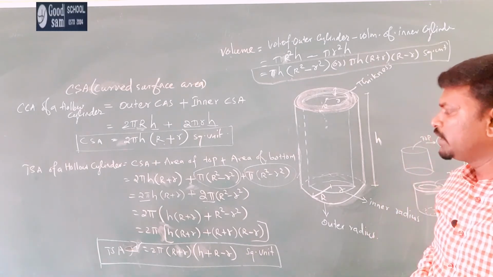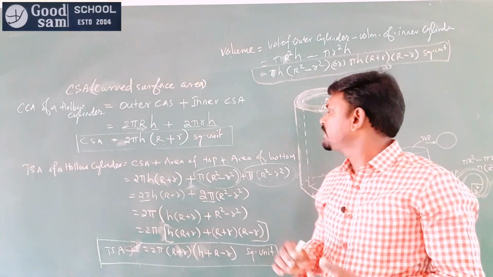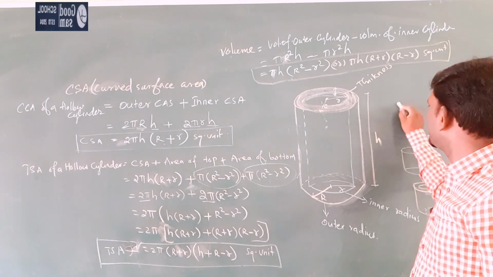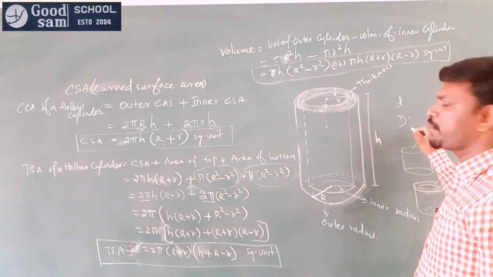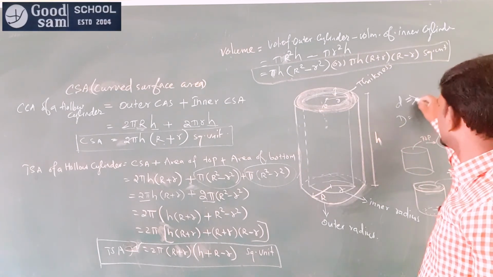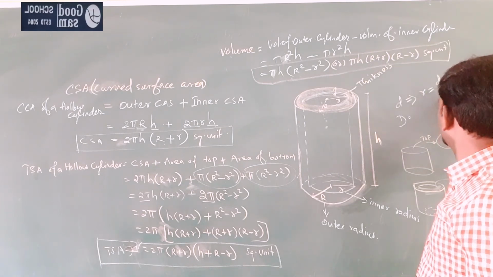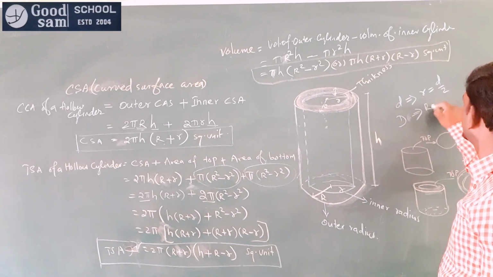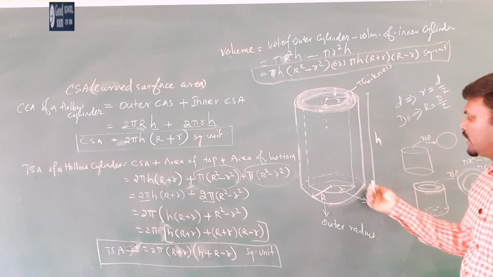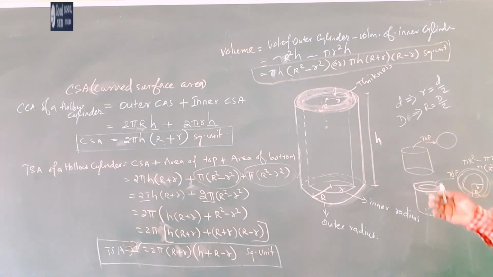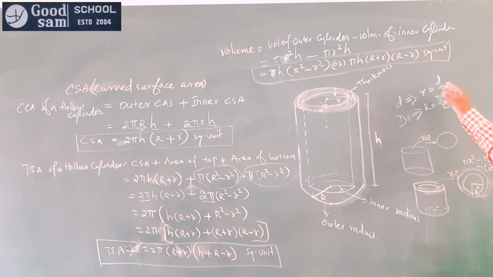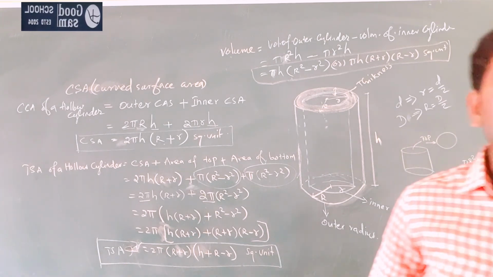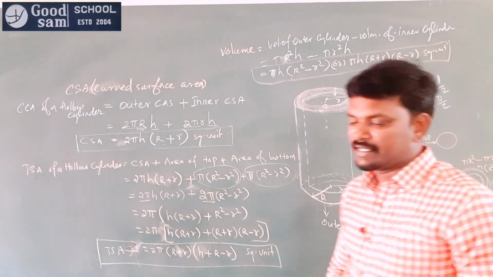Okay, very simple. Sometimes they will give the diameters: the inner diameter small d and outer diameter capital D. Using this, the inner radius is equal to the inner diameter by 2, and the outer radius is equal to the outer diameter by 2. If the diameter is given, we divide it by 2 to find the radius, because the radius is half of the diameter. Okay, so these are very simple formulas, so I think you can understand easily. Thank you.